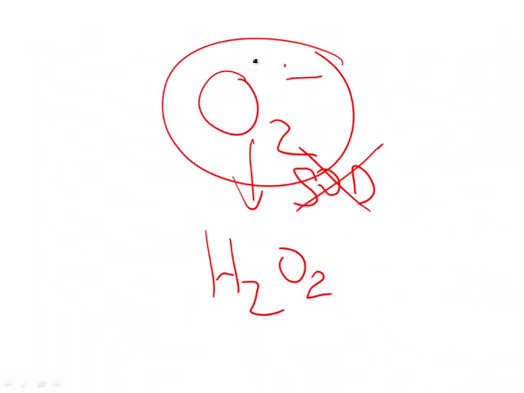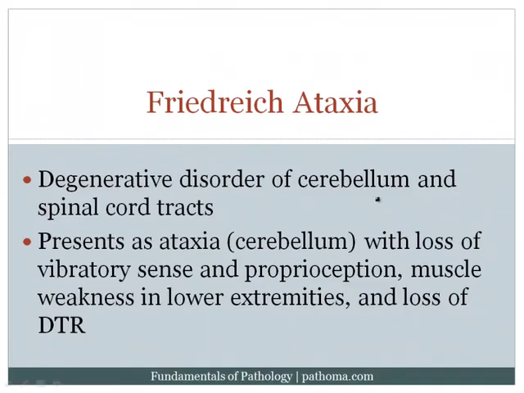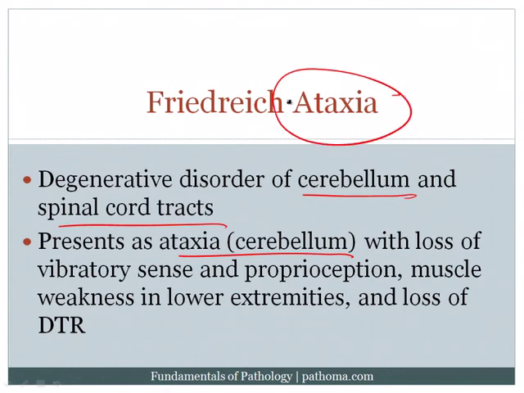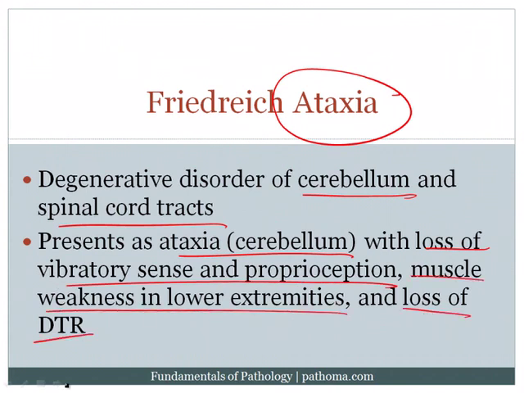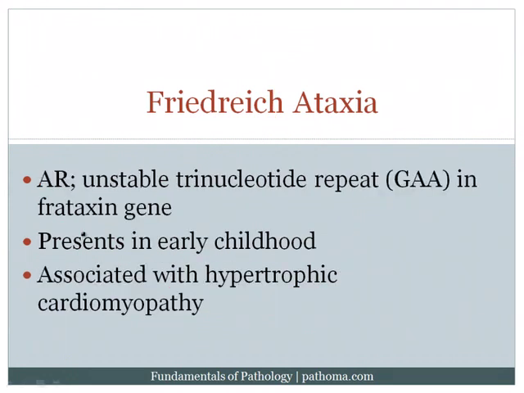Friedreich ataxia is a degenerative disorder of the cerebellum and spinal cord tracts. Because the cerebellum's involved, you get ataxia, hence the word ataxia in the name. And also because the spinal cord tracts are involved, you get loss of vibratory sense and proprioception, you get muscle weakness in the lower extremities, loss of the deep tendon reflexes. So the key thing here is ataxia plus multiple spinal cord tracts. Now this is an autosomal recessive disorder characterized by an unstable trinucleotide repeat in the frataxin gene.